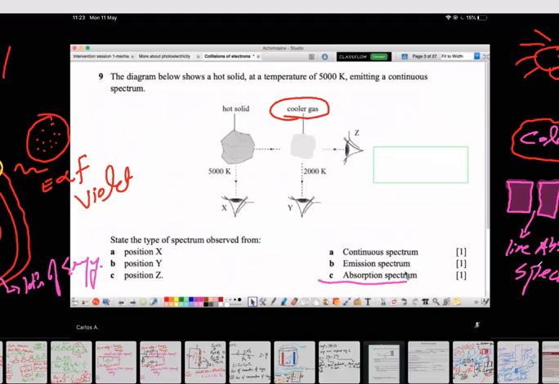But the other one is the light emission spectrum. The other one is the line emission spectrum, so it's different. Sorry, line. Yeah, so line emission and line absorption. What's the difference? One is absorbing light, one is emitting light.